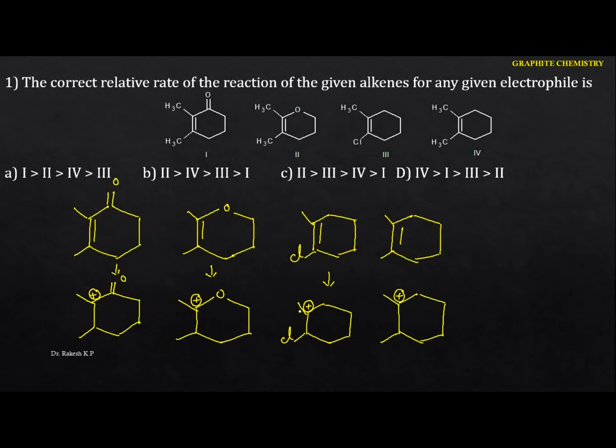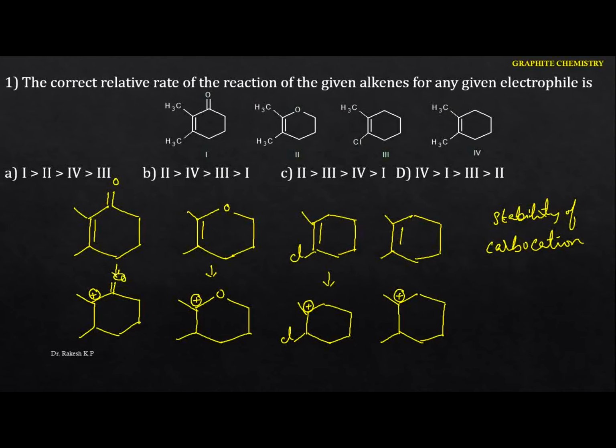So you have to identify the most reactive compound here. That means it mainly depends upon the stability of the carbocation. See this one. You have to identify. We got the carbocations. You identify which one is the most stable.